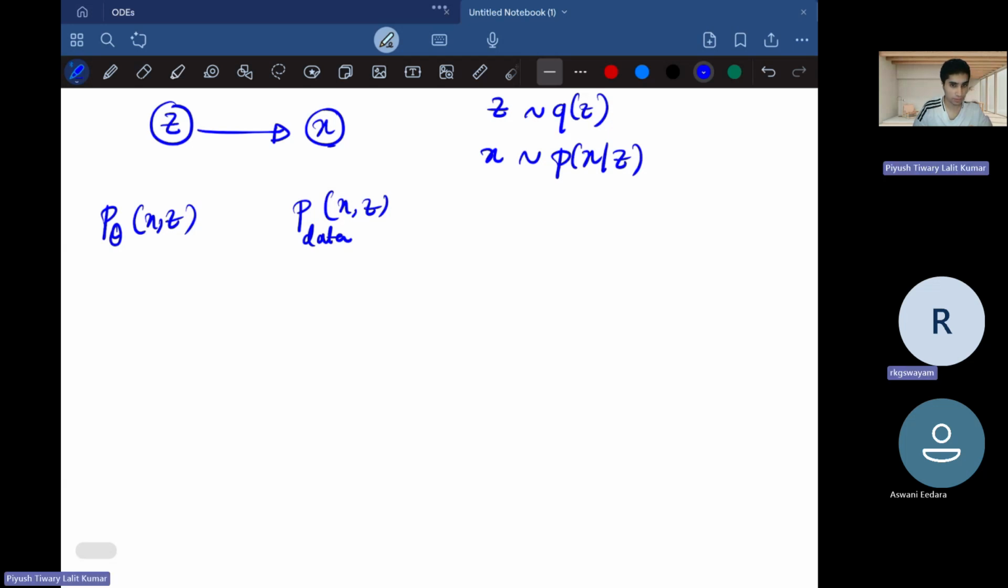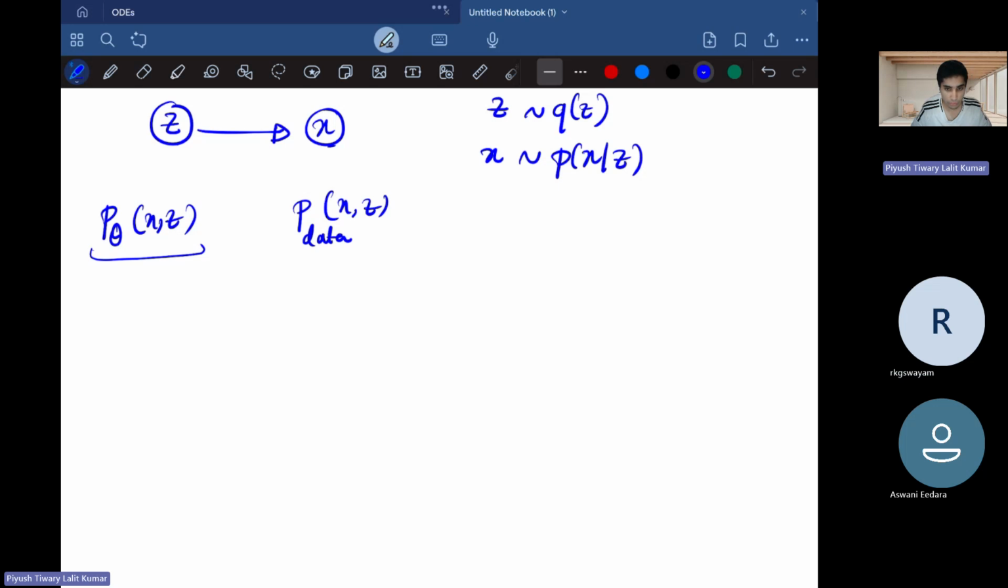Yes. So there is this underlying joint distribution P data of X comma Z, and we want to learn this distribution. We are going to use a parametric approach. We construct a new distribution P theta of X comma Z, again a joint distribution, but parameterized by theta. You can think of theta as a neural network, for example. And you learn theta so that P theta of X comma Z is close to P data of X comma Z. This is our goal.